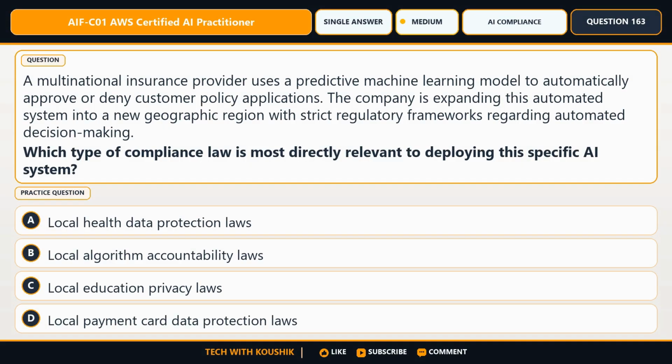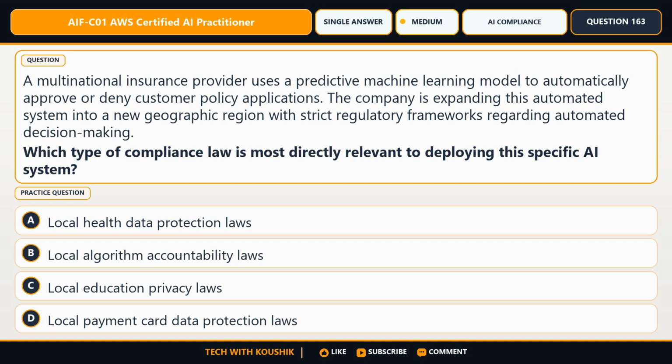Move to question number 163. This question moves us into AI compliance. Review the scenario. A multinational insurance provider uses a predictive machine learning model to automatically approve or deny customer policy applications. The company is expanding this automated system into a new geographic region with strict regulatory frameworks regarding automated decision-making. Which type of compliance law is most directly relevant to deploying this specific AI system?